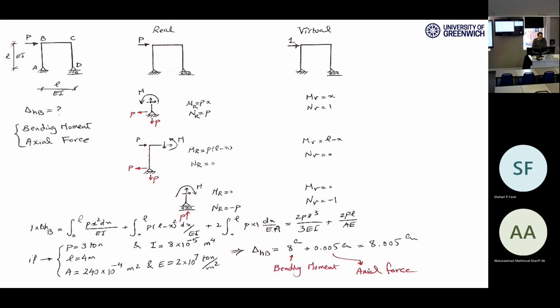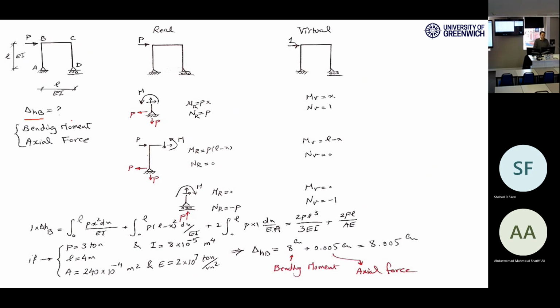The question is this one. This is the real structure. Really, it's this previous one. I just added another column here with a roller support. Again, the structure is determinate, but we have 2 columns and 1 beam.